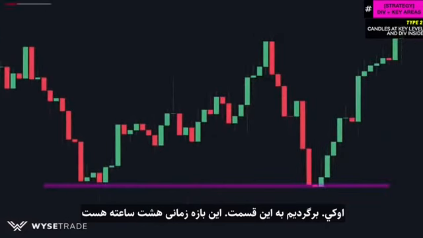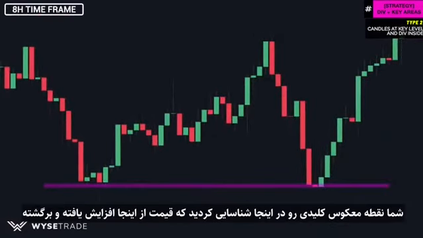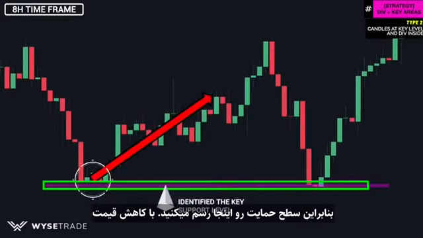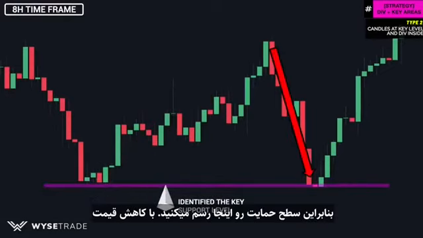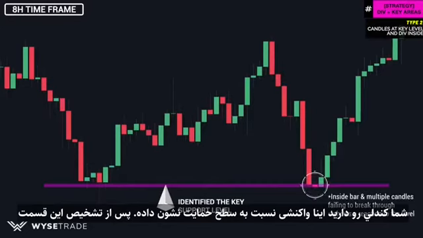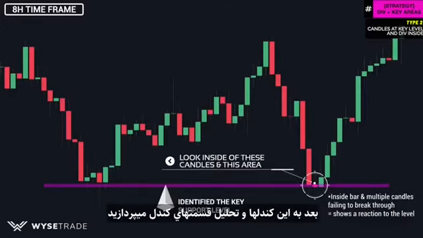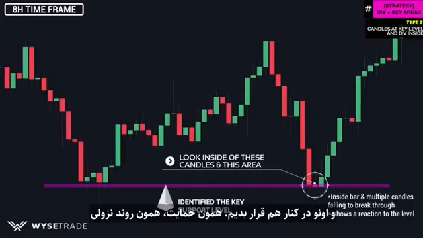This is the 8-hour time frame. You identified your key reversal point here where price shot up from, so you had your support level drawn in. As price came back down, you had your inside bar candle with the wick sticking out the top, showing a reaction to the level of support. So after you spotted this, you would then want to look inside of these candlesticks and inside of this area. So let's pull up the 4-hour time frame and put it side by side.